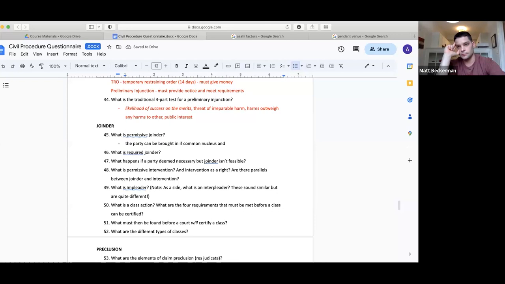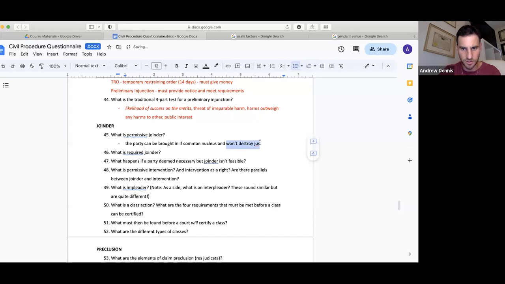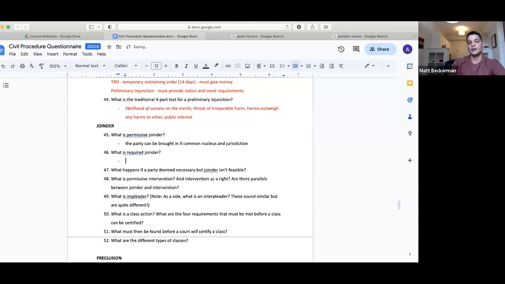Oh, and common nucleus and jurisdiction. Okay, and then required joinder. That's a party, and this is usually for corporations and insurance companies, not really for people, but it can happen. That's if the court cannot grant relief without this party being in the lawsuit.